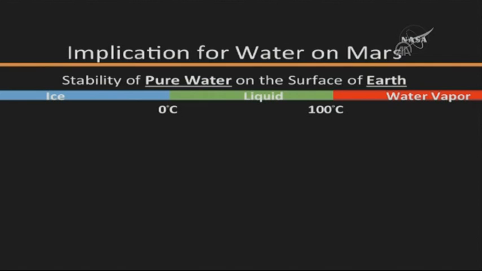For example, if you take a glass of liquid water here on Earth, the water will remain in the liquid form until you hit 0 degrees Celsius, when it will start turning into ice. I will now discuss the second major implication and then discuss some of the broader significance of our findings.